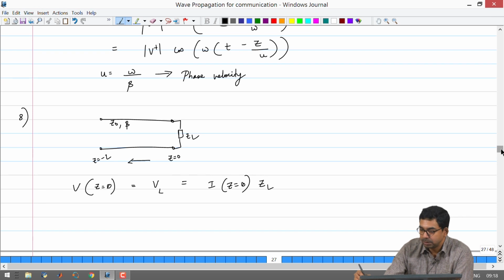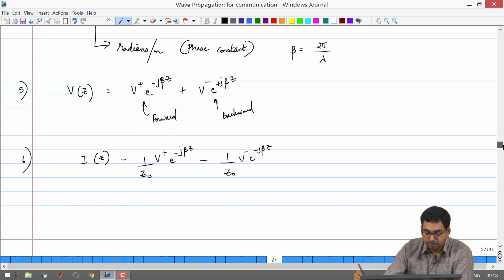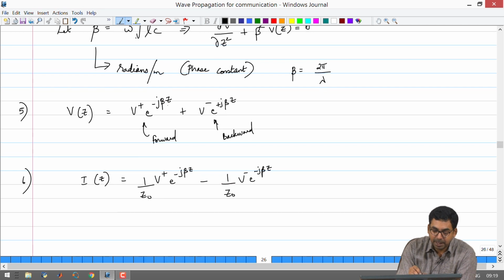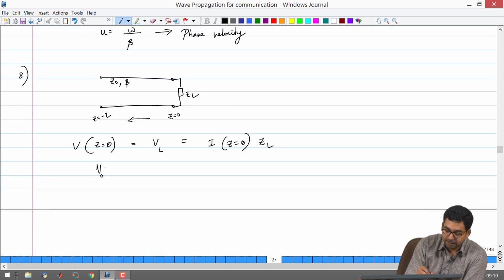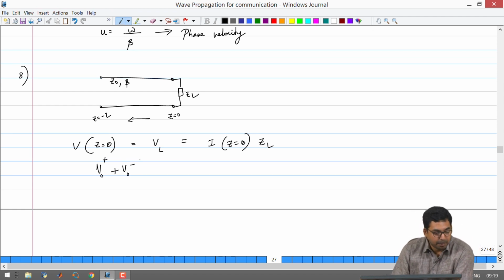If you have a look at the solutions that we have written, we have V plus e to the minus j beta Z. Z equal to 0 makes this term equal to 1, so that makes my math simpler, and hence the choice of the coordinate system. V minus e to the plus j beta Z, once again Z equal to 0. So the math becomes simpler over here. At Z equal to 0, I can write down the voltage to be V plus V minus. So I can just write this as some magnitude. This is at Z equal to 0, V naught plus V naught minus is going to be equal to, okay.